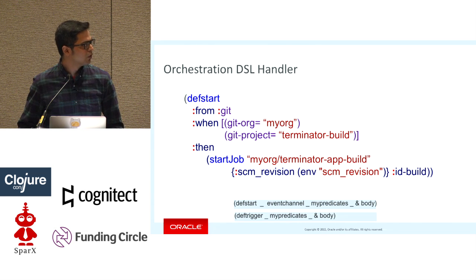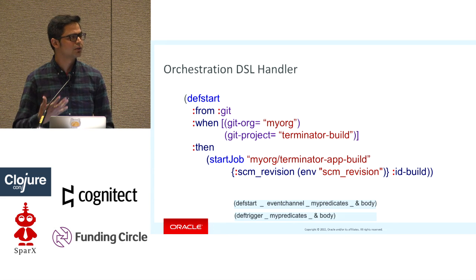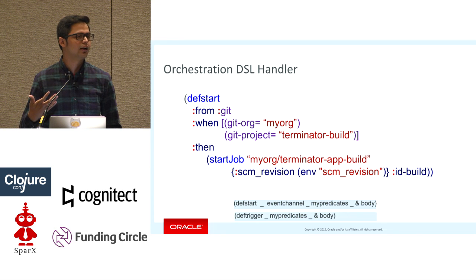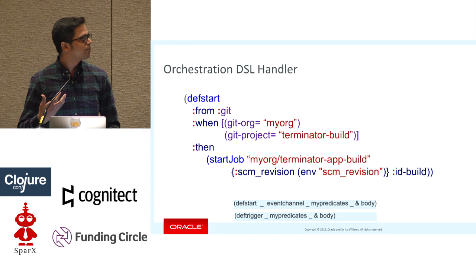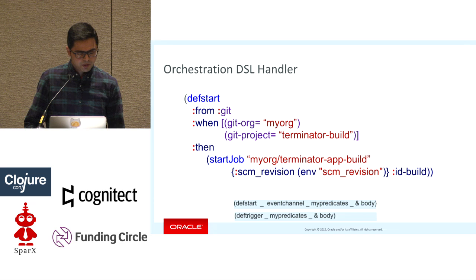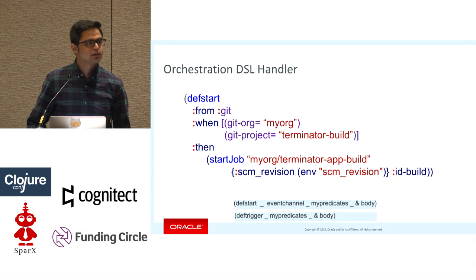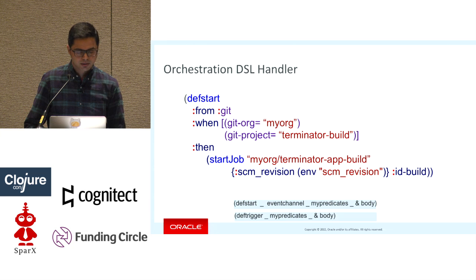In that case, there is no event channel. It's just the org-specific channel that we use. When I talk about channels, it's the event stream. All events correspond to core.async channels, and that's how the handlers consume them. So DefStart is an entry point handler that is suitable for indirect triggers. For example, you're getting events from a GitHub repository. This is the form you'd use.